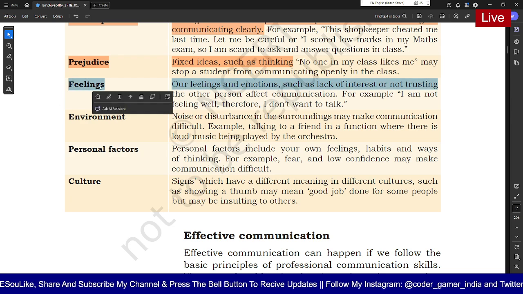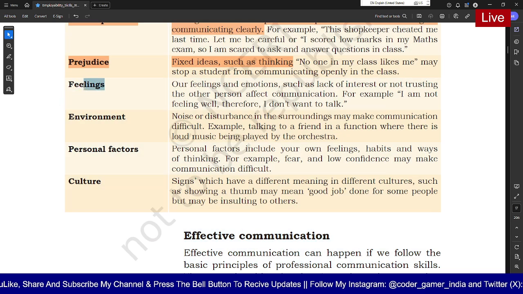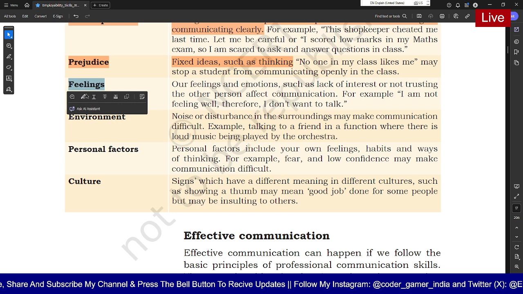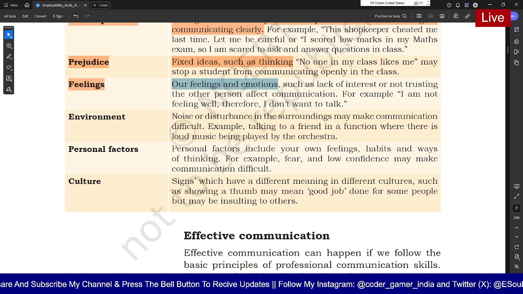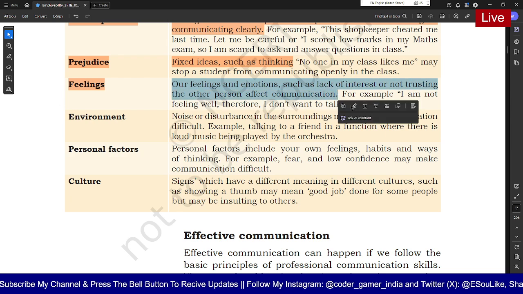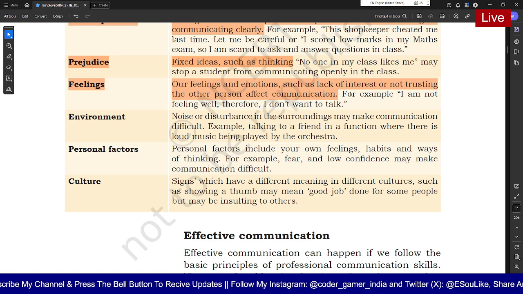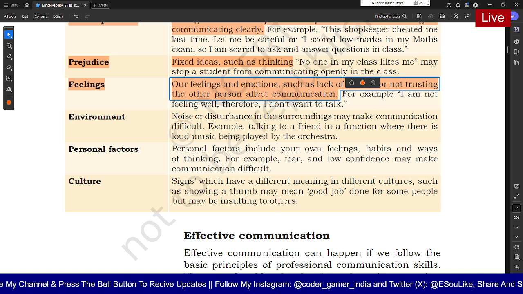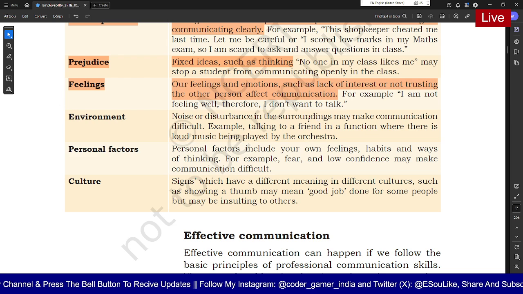Next, feelings. Our feelings and emotions, such as lack of interest and not trusting another person, can affect communication. So, for example, if you are sick, then you would not like to talk.